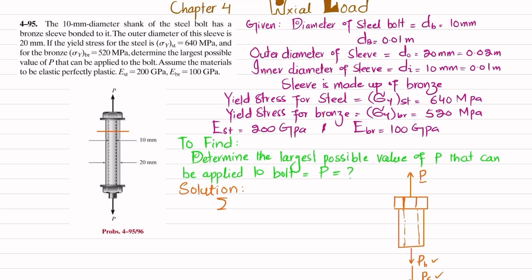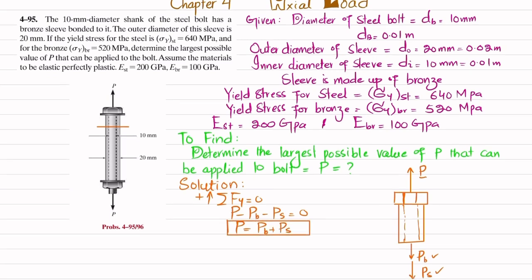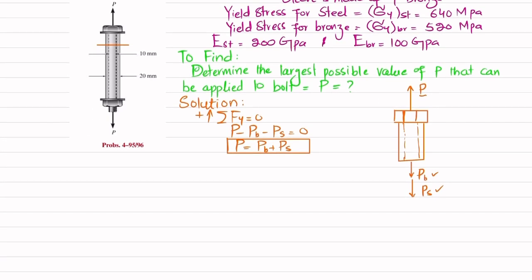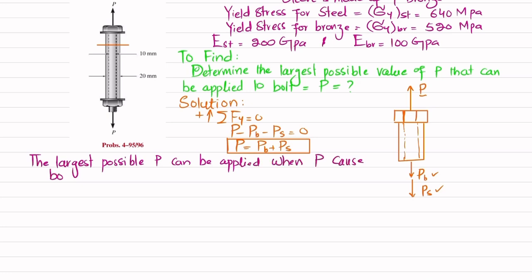So how we'll find this? By using the equation of equilibrium, that sum of all forces along y direction must be equal to 0, and force upward is taken as positive. So I can write P minus PB minus PS is equal to 0, or you can also write it that P is equal to PB plus PS. Clear? Now, how will we find this PB and PS? We are interested to find out the largest load. So I will write a statement that the largest possible P can be applied when P causes both bolt and sleeve to yield. That is the maximum load P that can be applied.